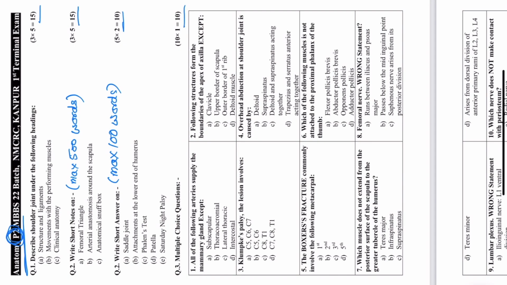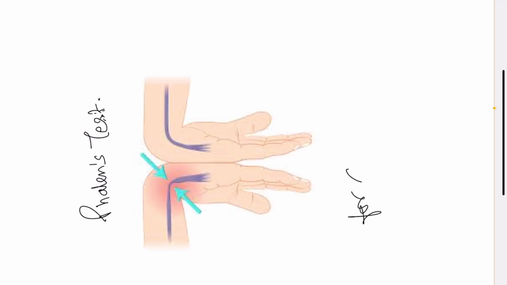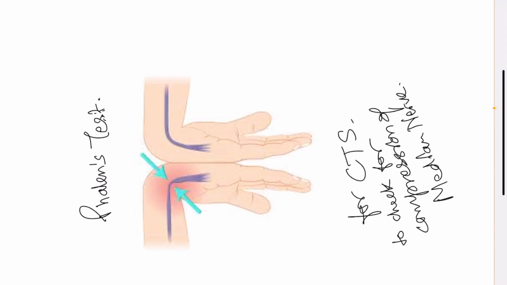Phalen test is related to carpal tunnel syndrome. So this is how Phalen's test is performed in carpal tunnel syndrome: by touching the dorsal surfaces of both your hands and making the maximum flexion possible at the wrist. By doing this, you are actually checking for the signs and symptoms, especially the pain arising due to compression of the median nerve in the hand that has undergone this carpal tunnel syndrome because of the compression of the median nerve, right?